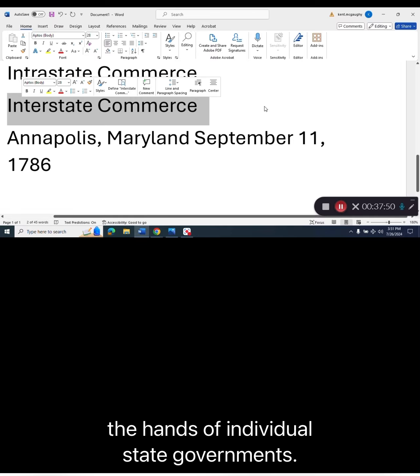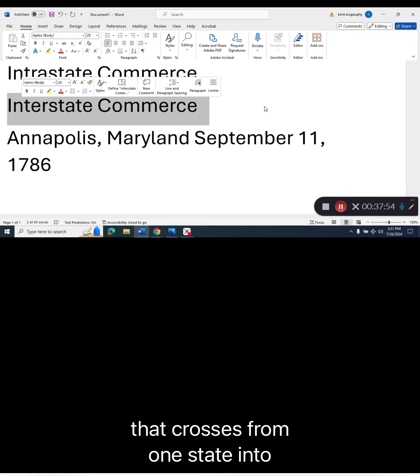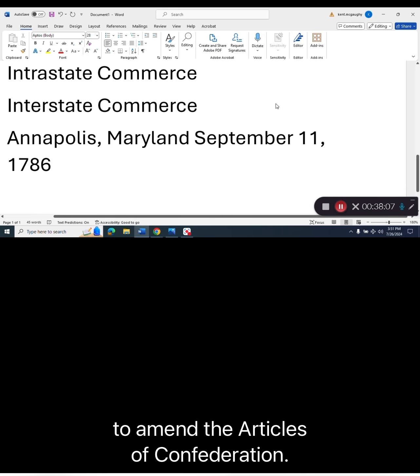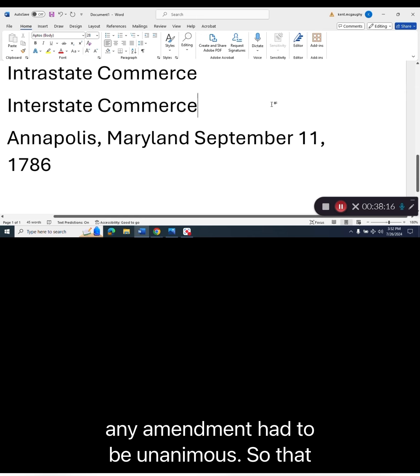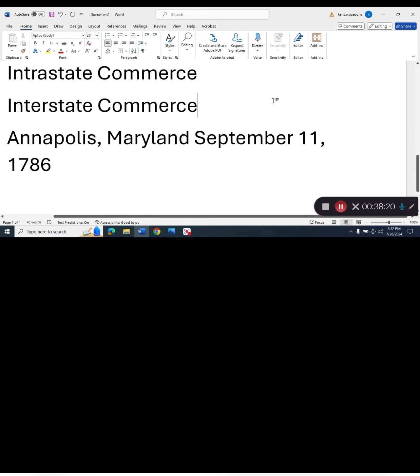Then it's no longer in the hands of individual state governments. Any kind of commercial activity that crosses from one state into another would come under the authority of Congress, not the states. But in order to do that, you have to amend the Articles of Confederation. And remember, any amendment had to be unanimous. So that meant every single state had to be involved.